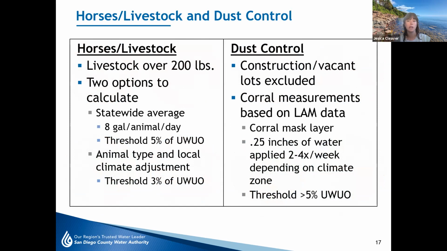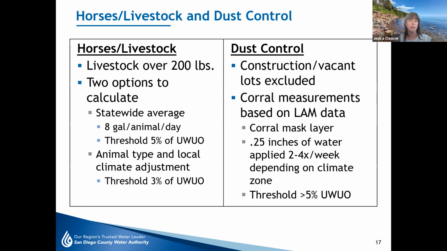objective. So each of these variances have what they've determined to be a threshold in order to qualify for the variance. There is a concern using the statewide average approach because both horses and cattle require more like 12 gallons per animal per day. And there's a pretty good likelihood that those are more likely to make up a bigger portion of the livestock over 200 pounds on residential parcels. So the 8 gallons seems pretty low.